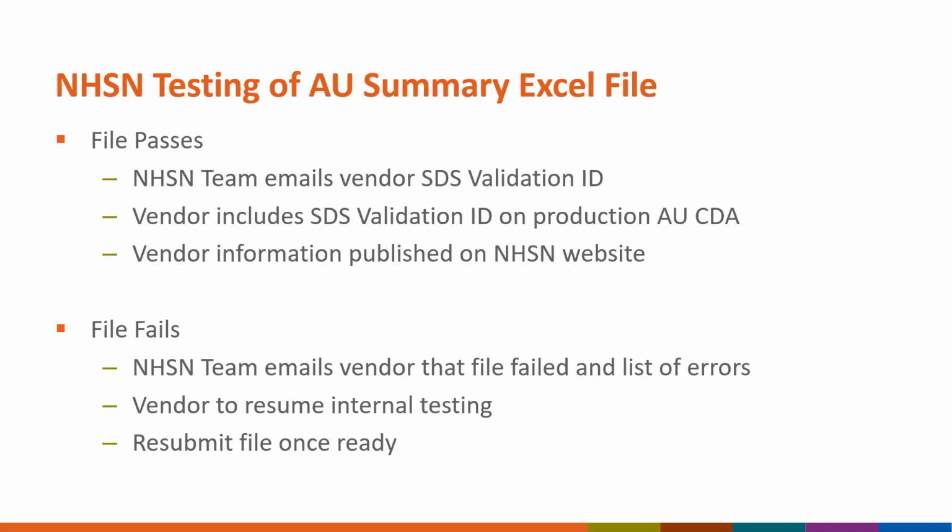If by chance that Excel file fails, an email will be sent indicating that the file failed, and it will list the errors received, or a subset if there are a lot of errors. You can then resume testing internally, uploading your AU summary file to the NHSN web service tool as many times as is needed to not receive any more errors. And once ready, follow the same steps as outlined in the previous slide for submitting the AU summary file to us to confirm the file passes AU SDS.